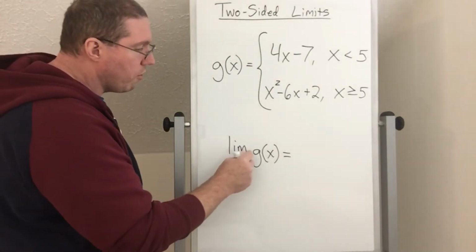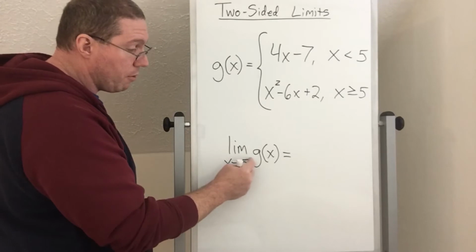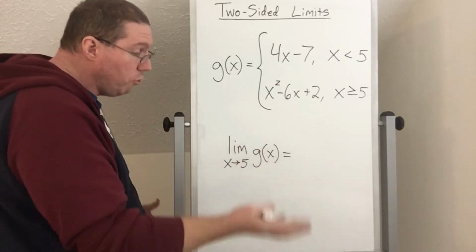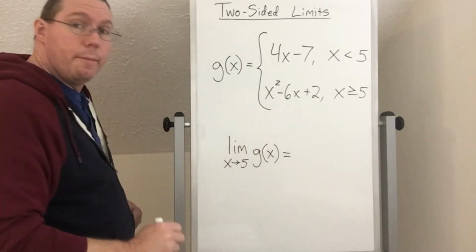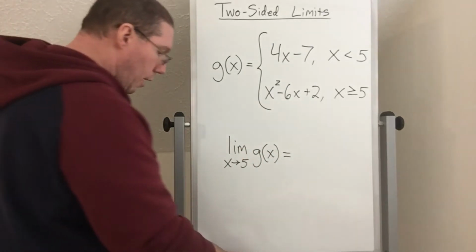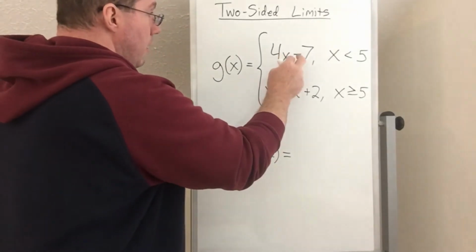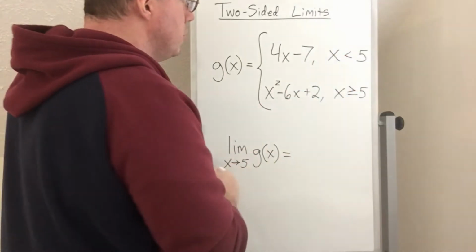And we want to know what is the limit of g of x. What's the limit of g of x as x approaches 5? And because there's no superscript, this is a two-sided limit. As x approaches 5 from both sides, what is the limit of g of x? Okay, well, to answer this question, we're going to need to calculate the left side limit and the right side limit as x is approaching 5.